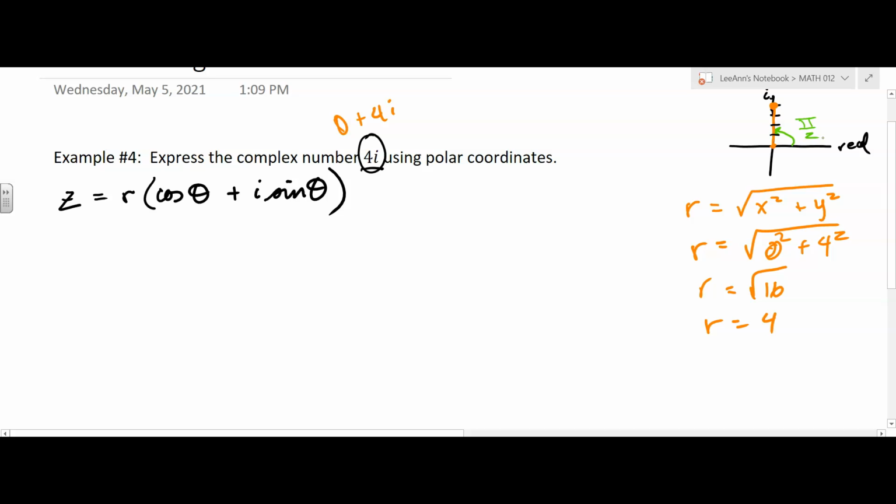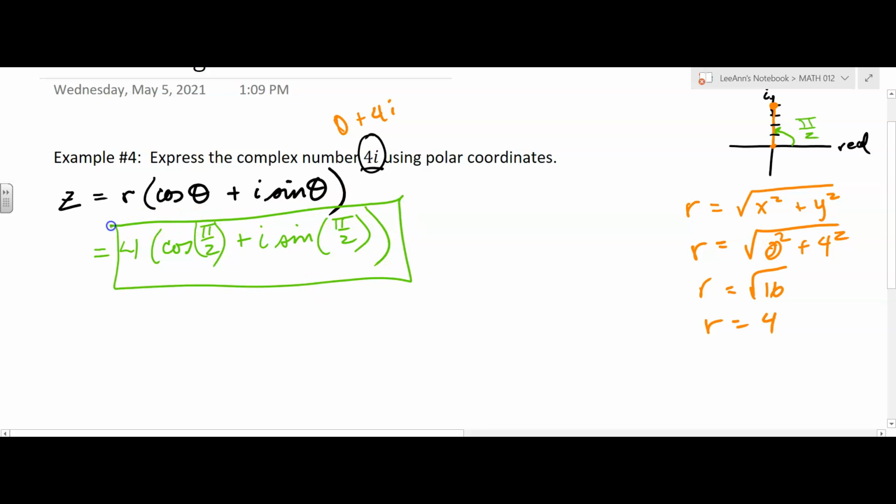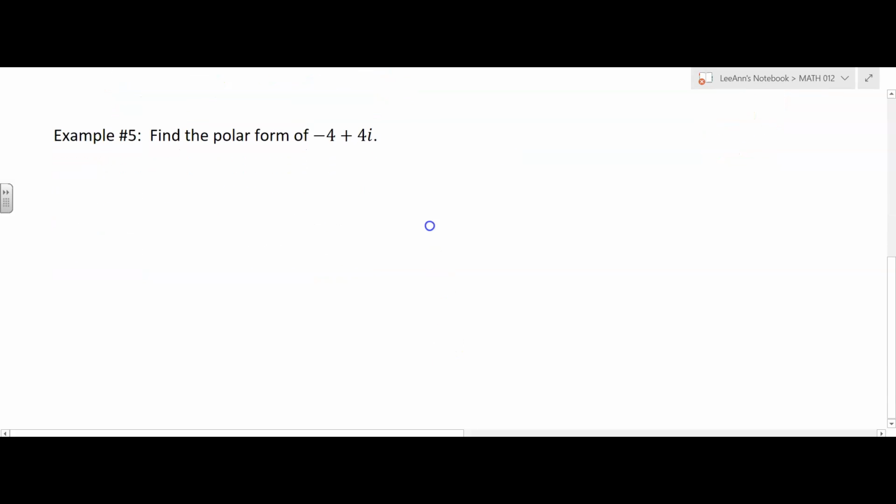Okay, so I get my r, which is 4, and then I'm going to have cosine pi over 2 plus, maybe I want that in parentheses, plus i sine pi over 2. Or you could use the abbreviation. All we're doing is putting this in polar form, so we're not going to do much with it. Okay, so I think there's another example now.